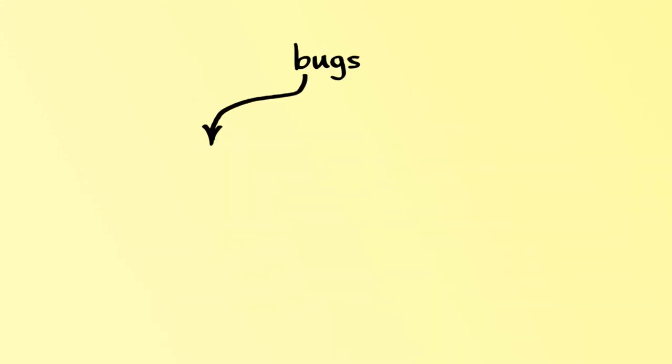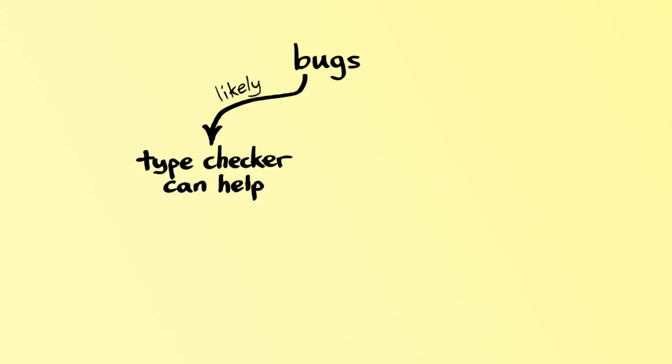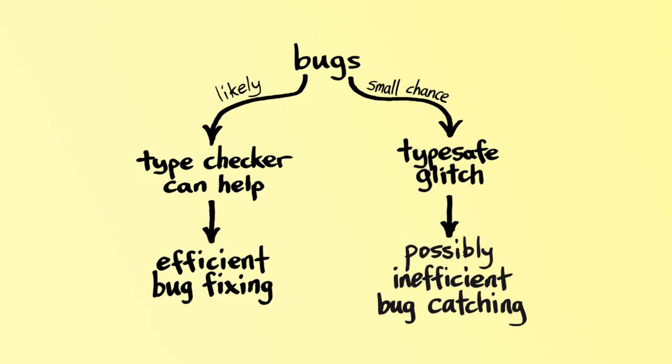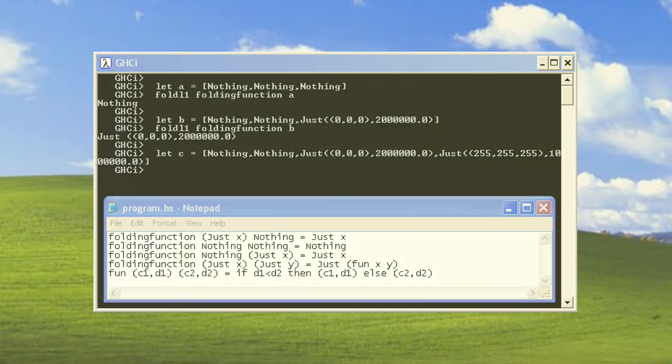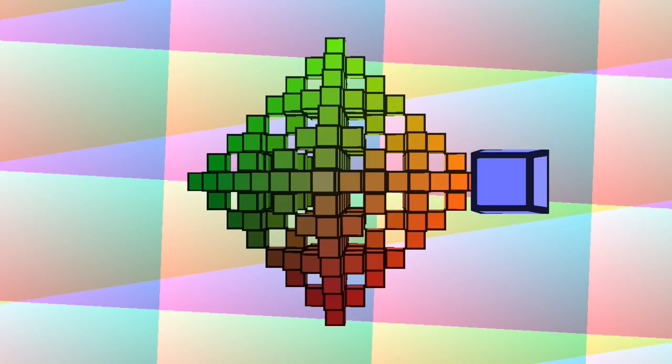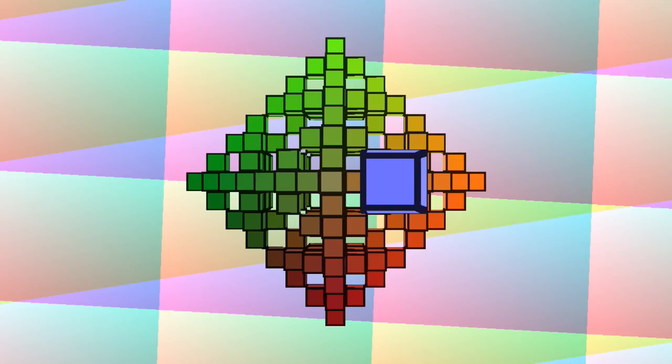For any given bug, odds are likely that it's something the type checker can help you with, and that makes for efficient bug fixing, but there's a small chance every time that you get a type safe glitch and possibly have an inefficient bug catching job to follow. I encountered at least 5 type safe glitches in making the ray tracer, and I left most of them in just for fun. Did you notice a potential problem with the folding function from before? If there's a block directly behind your head, an I-beam will detect a hit with a negative distance, and that will put it in front of everything that's actually in front of you.